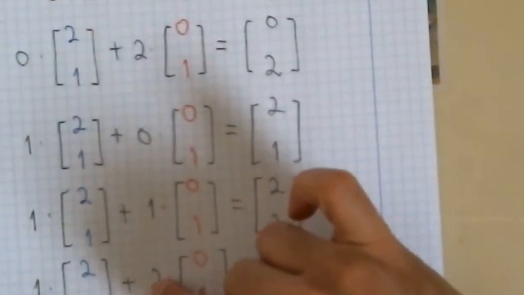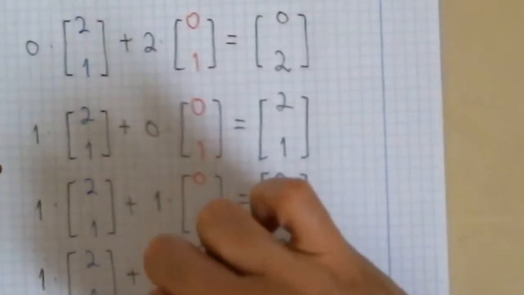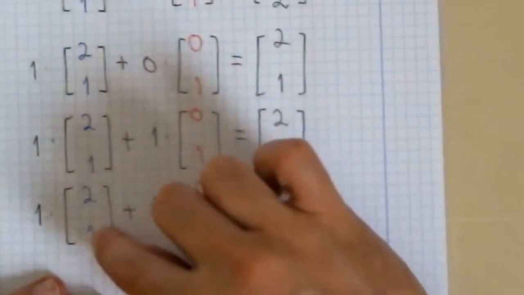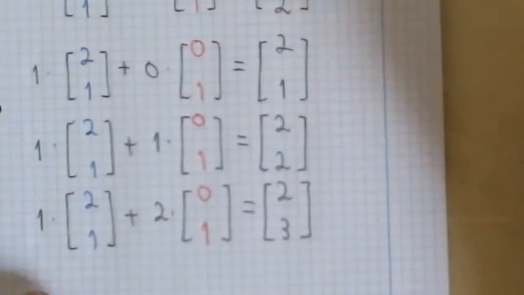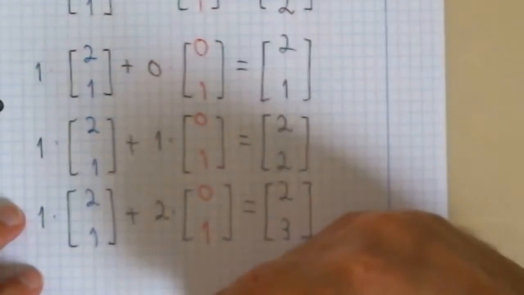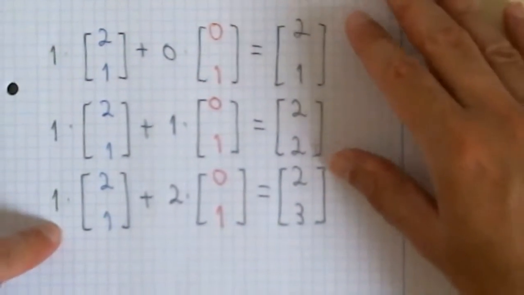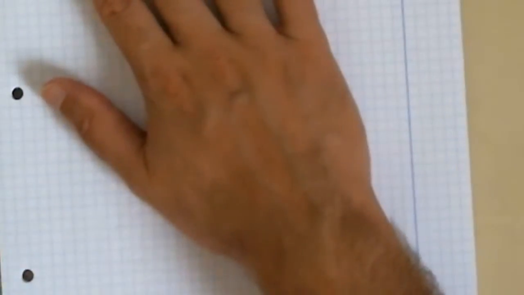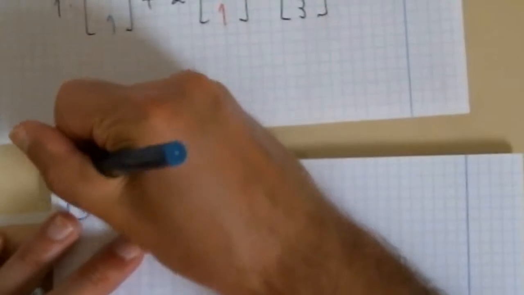1 times 2, it's 2. Plus 2 times 0 is 0. So 2 plus 0, it's 2. 1 times 1, it's 1. Plus 2 times 1, it's 2. So 1 plus 2, it's 3. Okay, now I don't have room for the next C. Now C should be 2 and 2 and 2. We will make it in a different page, in a new page. So it's problem 7, continued.